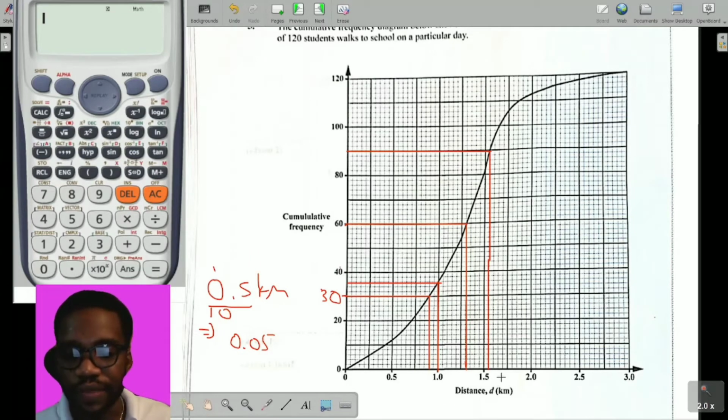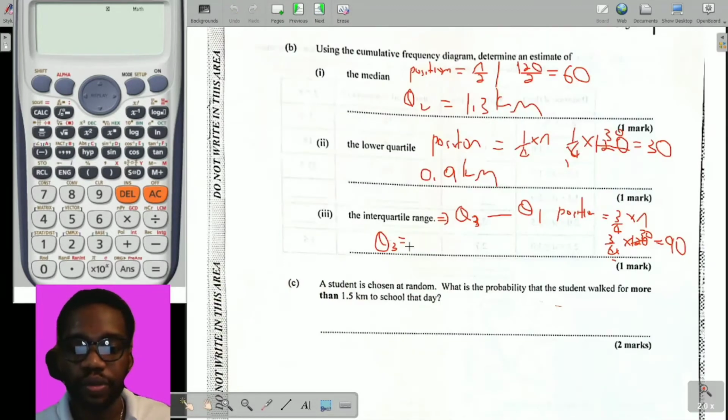So the idea is this: if this is 1.5, and then of course, this would be 1.55 because each little line represents 0.05. So this is 1.55. So I'm going to go to my next. Q3 is 1.55 kilometers. And so therefore, the interquartile range, please do not write below the line, it's simply going to be equal to 1.55, and I'm going to take away 0.9.